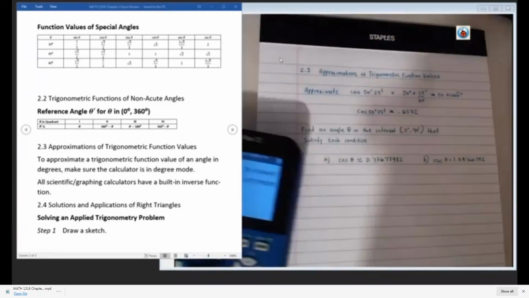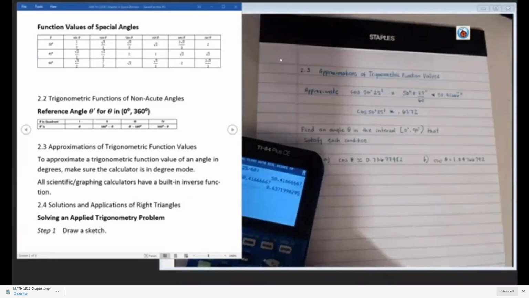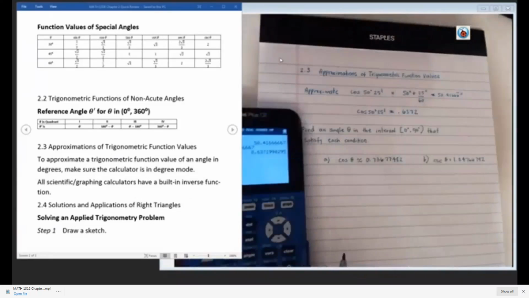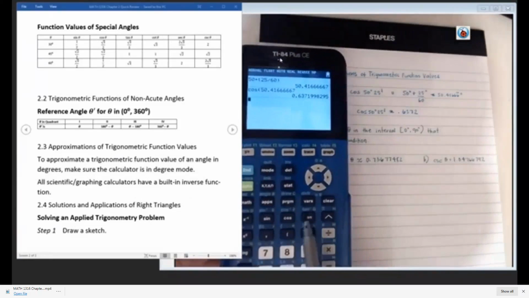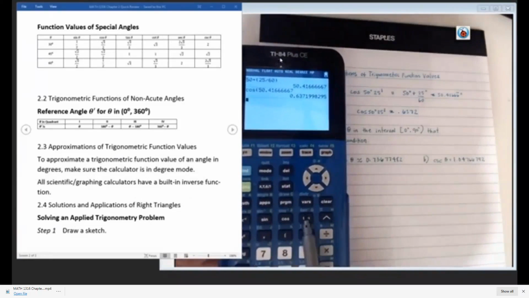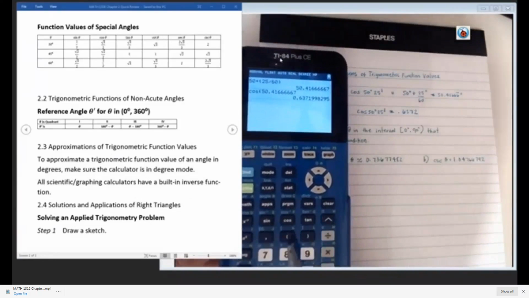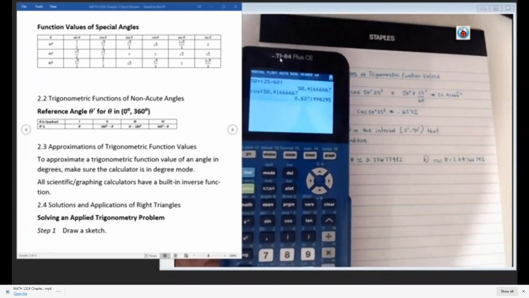Now I would like to find the angle in the interval from 0 to 90 degrees, given two examples. The graphing calculators and scientific calculators have built-in inverse functions for the sine, cosine, and tangent functions.